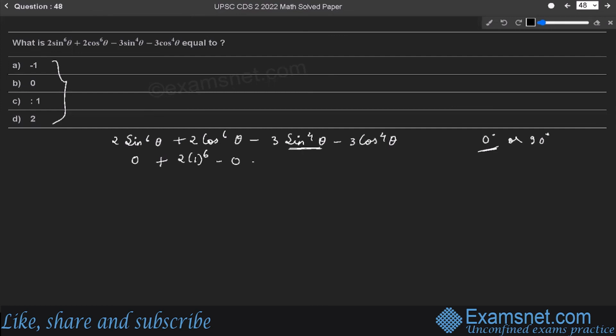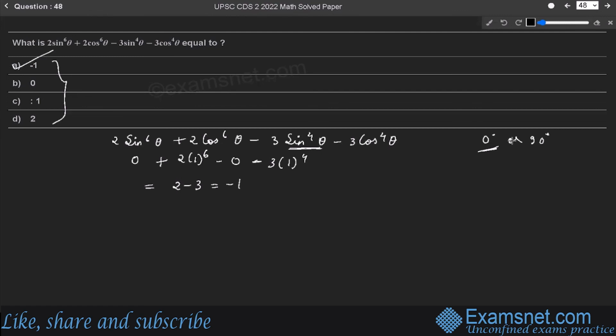So it will be 0 again, minus 3 into cos 0 is 1. 1 power 4 will be 1. So it will be equals to 2 minus 3, which is minus 1. So the correct value of this given expression is minus 1, which is option number A here.